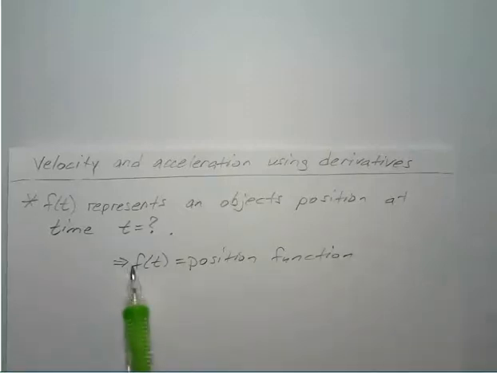Now it doesn't have to be f of t, it could be g of t, h of t, p of t, it could be anything at all. F is just the variable that was chosen. It can literally be any variable. So don't get too stuck on the f for the position function because it can change.